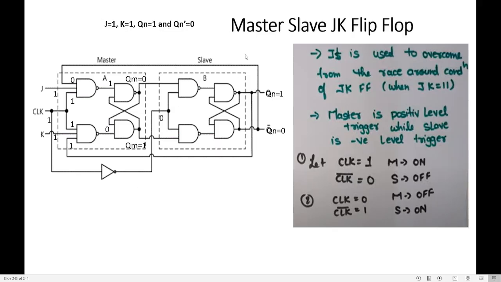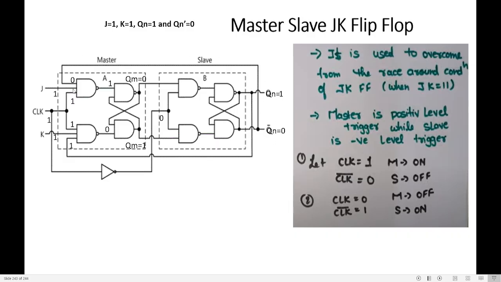Let us see the working condition. J is 1, K is 1, Qn is 1, Qn bar is 0. For this condition, we will see how the master slave JK flip-flop works. When J is 1, K is 1, clock is 1, can you see this 1 gets propagated here? So Qn is 1, this is an assumption. Qn is 1, Qn bar automatically will be 0.